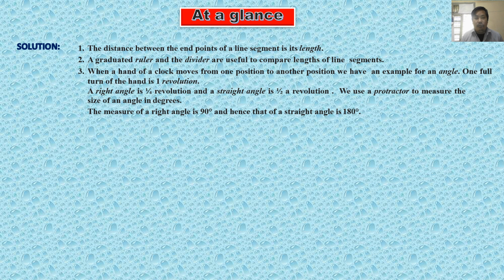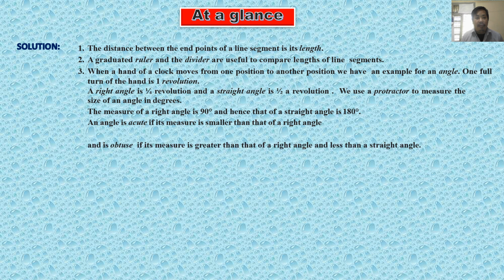Once again, do not forget that right angle means 90 degrees and straight angle means 180 degrees. And next we have an acute angle. An angle is acute if its measure is smaller than that of a right angle. Once again, if the angle is less than 90 degrees, then that angle is called an acute angle.